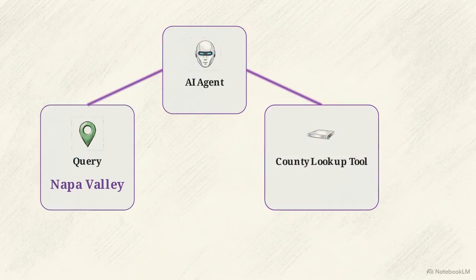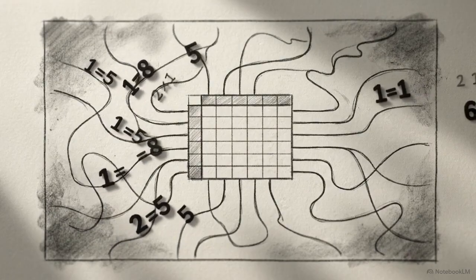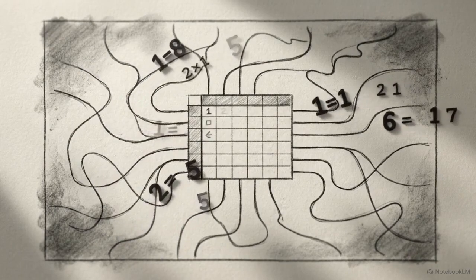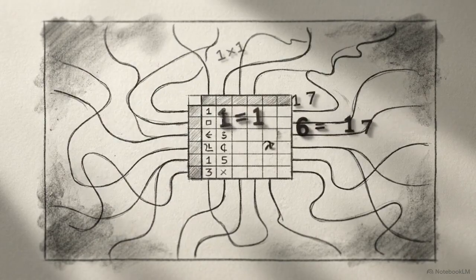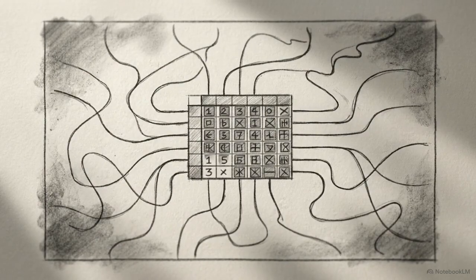In this node graph, the agent starts at the query node, selecting the county lookup tool. It translates the natural language Napa Valley into a precise FIPS code, 06055. This converts the unstructured text into an indexable numeric format, necessary before querying complex databases. This autonomous translation shows that the agent handles its own state preparation, removing the need for developer-written data normalization functions.